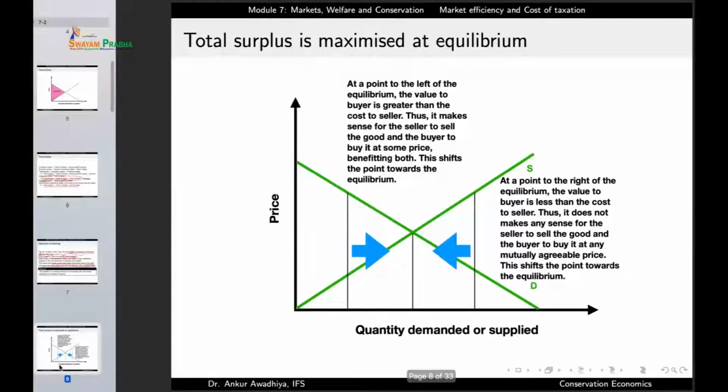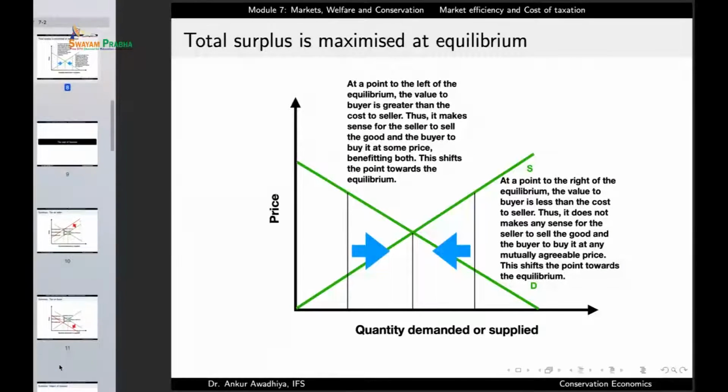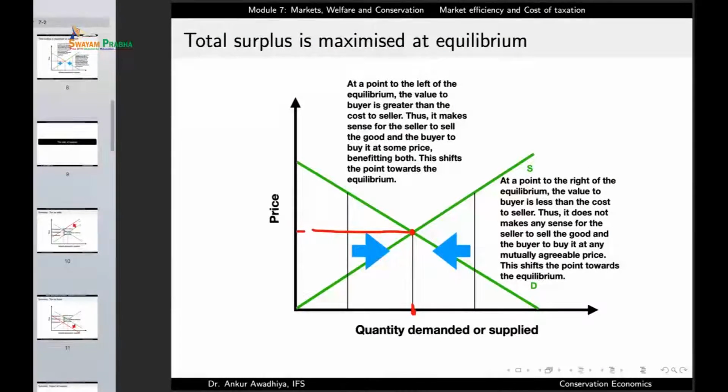Now, in the case of a normal market equilibrium, the total surplus is maximized at the equilibrium. Now, why is that so? So, here we have the demand curve and the supply curve, and this is the equilibrium point. At the equilibrium point, this is the price that the market will charge for this good, and this is the equilibrium quantity that is demanded or supplied. Now, the question is: is this the point where the total surplus is maximized or not? So to prove that, let us look at points to the right and to the left of the equilibrium.